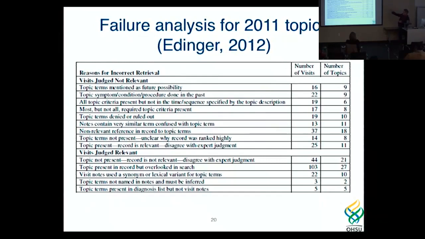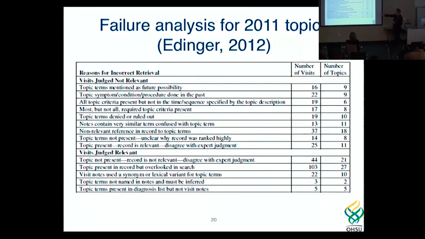So, a term mentioned as a future possibility. A lot of times in a medical record, we might say, keeping an eye out for coronary artery disease because this patient has all these risk factors, or something that was done in the past. Negation, when we ruled out appendicitis, or we ruled out dementia. We saw the word dementia on the last slide. So these are reasons why things are not relevant, and then sometimes things are relevant and we miss them.